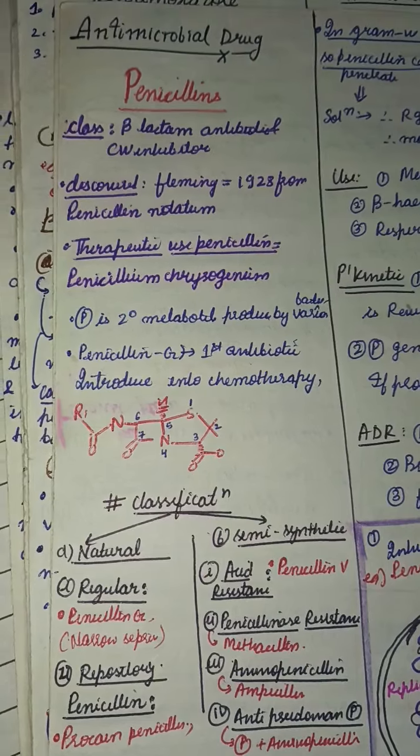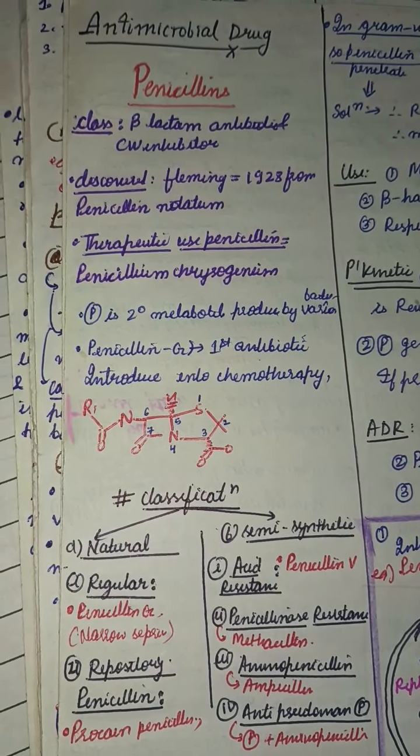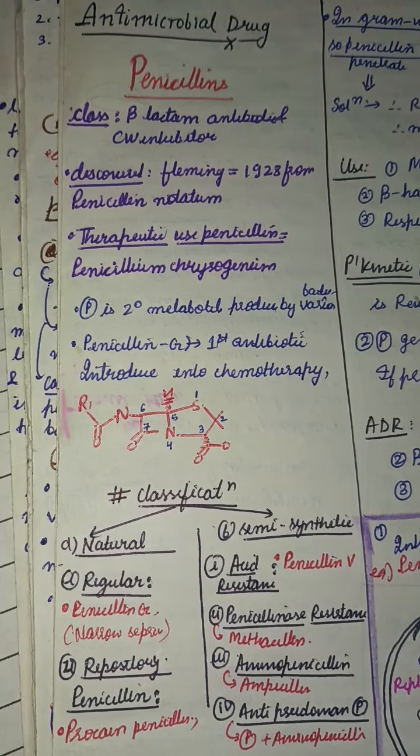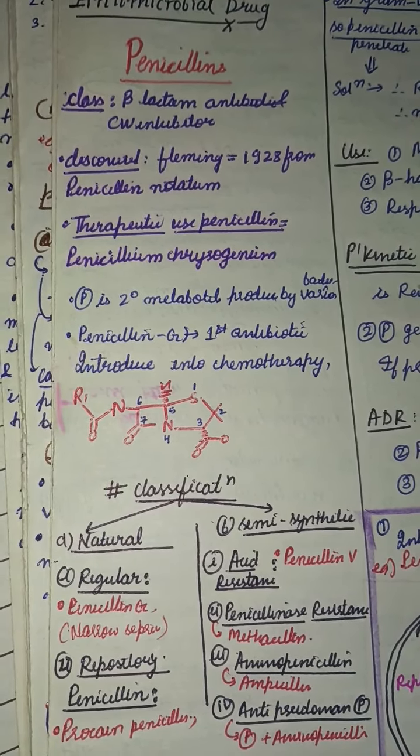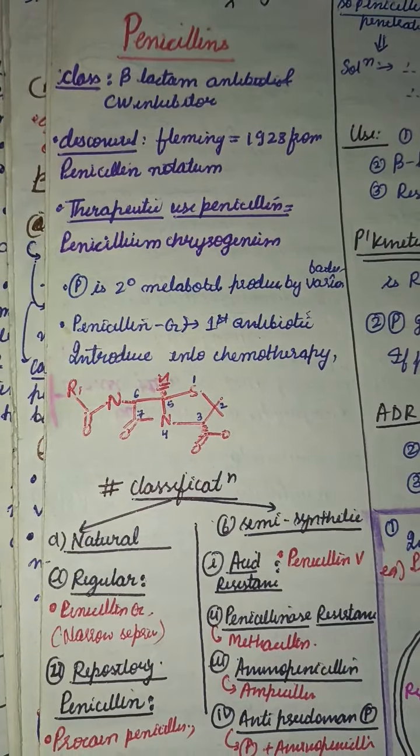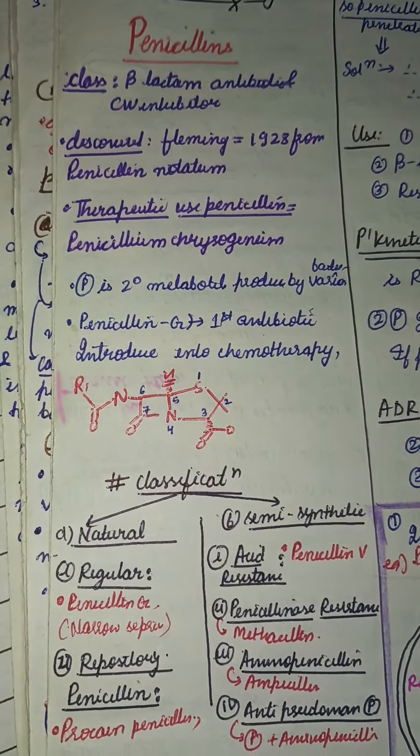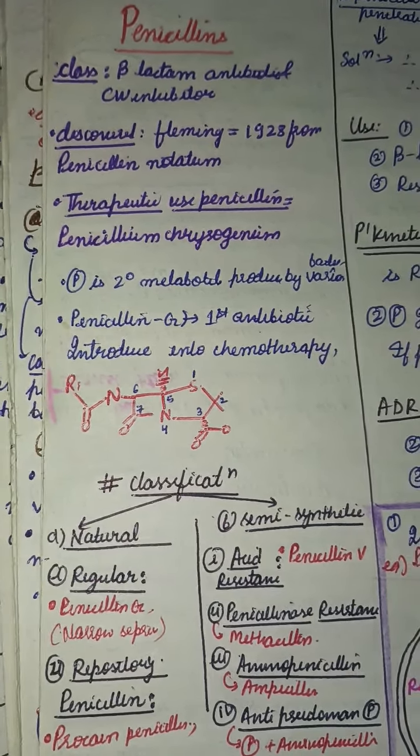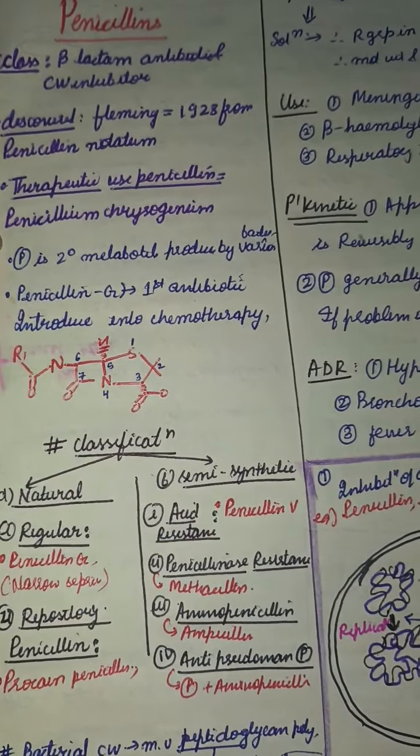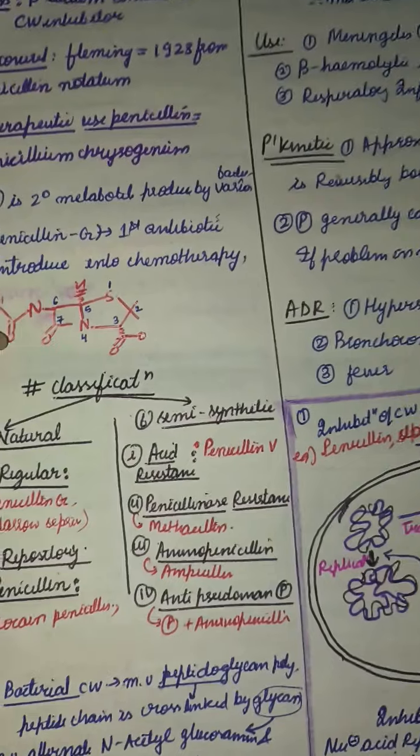An antimicrobial drug is penicillin. Penicillin is a beta-lactam antibiotic discovered in 1928 by Fleming from Penicillium notatum. Therapeutic use of penicillin: Penicillium chrysogenum, we obtain from this for therapeutic use of penicillin. This is the structure of penicillin.